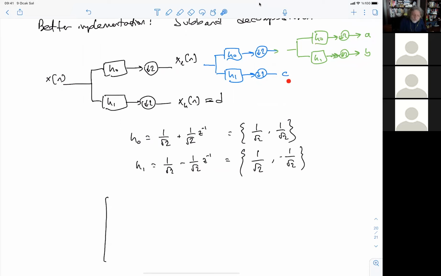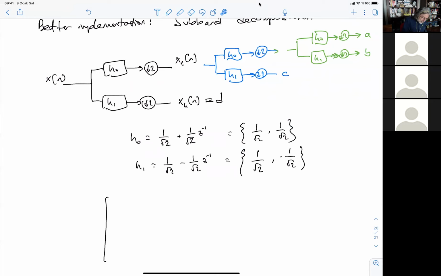However, this C will not be constant. It will be periodic with 2. There will be 2 numbers of C, C1 and C2. If the input is periodic with 8, this D will be periodic with 4. It will have only 4 samples, D1, D2, D3, and D4, and then again D1, D2, D3, and D4, etc.